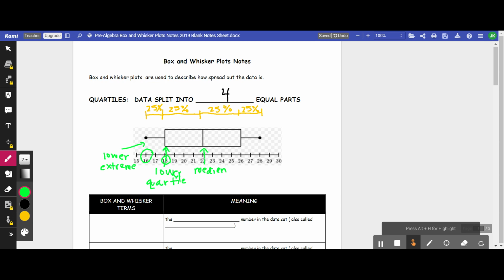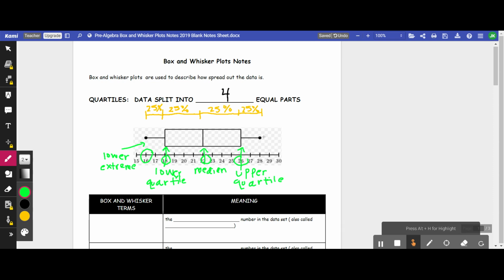So this is your median, which is the number in the middle when you put them in order from least to greatest. And then the next important part is the end of the box here, which is at 26. So here, 26 will be called your upper quartile. And that's your median for the upper half of your data.